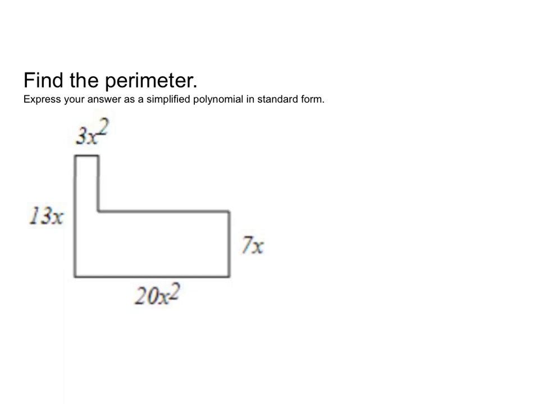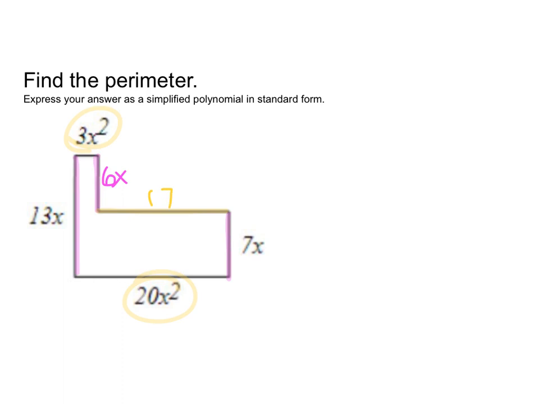This shape is a composite figure. So first thing that jumps out at me is I have two sides that are not labeled. This side that I highlighted in pink, I have to observe what that is. Well, if this side is 13x and this side is 7x, I'm going to use some subtraction to recognize that this side here is 6x. I also don't know this side I'm highlighting in yellow. Well, across from it, I see there's a side that is 20x squared. So again, I'm going to use subtraction to figure out that this side is 20x squared minus 3x squared, which would be 17x squared.